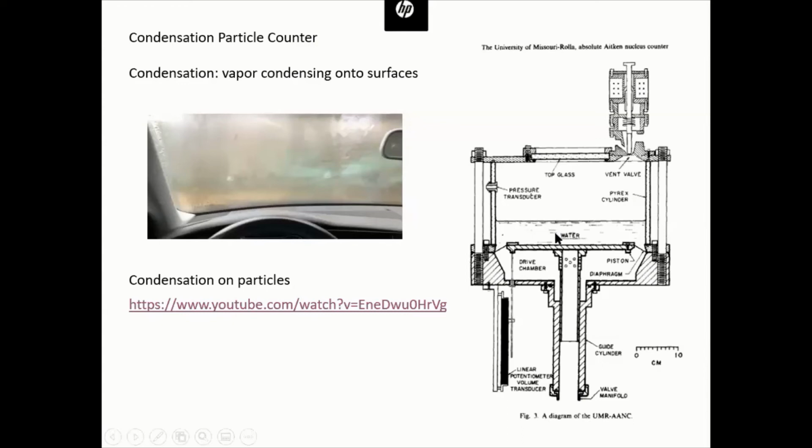This is a figure showing a design of an instrument called the condensation particle counter. A condensation particle counter counts how many particles there are by using condensation. This is a schematic diagram of the instrument. I think this was published in the 1970s, and you see it was made at the University of Missouri, Rolla. I think it belongs to the chemistry department.